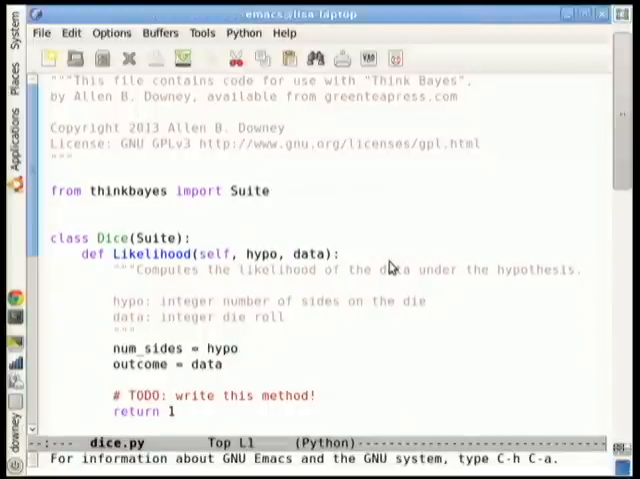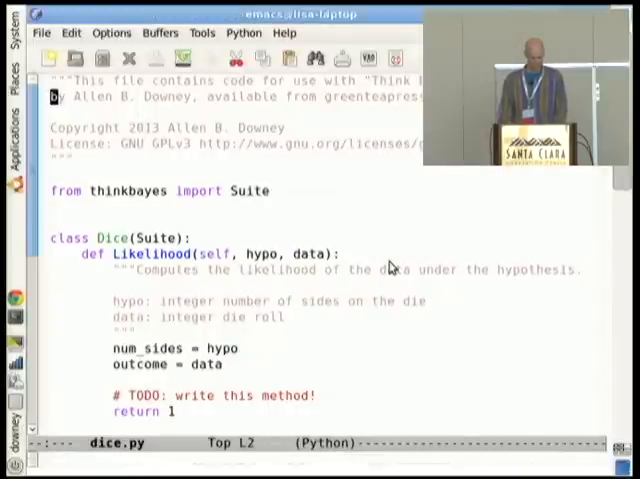And if you open up the editor of your choice, which is Emacs, you should find that there is a class named Dice that inherits from Suite. And your job is to provide the likelihood function. As I said a minute ago, it takes a hypothesis and data. The hypothesis is an integer that represents the number of sides on the die. The data is an integer that represents the outcome of rolling the die. I often take hypo and data and unpack them into variables with better names so that I can remember what it is. So the number of sides comes from the hypothesis, the outcome is the data, and your job is to write this method. What is the conditional probability of the data given the hypothesis? Kick it around, talk with your partner.